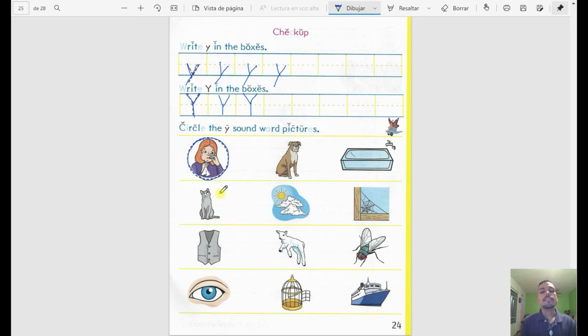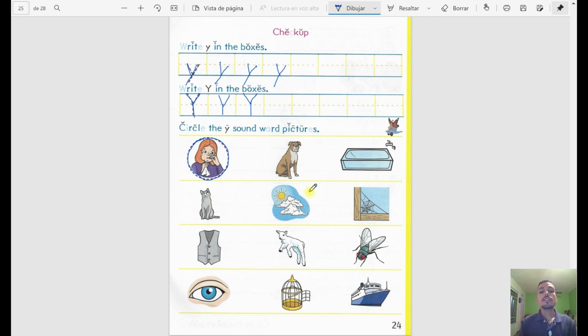The next one here. This is a cat. Cat has the sound I. Cat, it has the sound. No, very good. It doesn't have it, so we have to leave it in blank too, okay? We don't circle it.